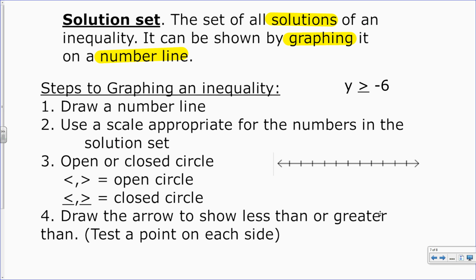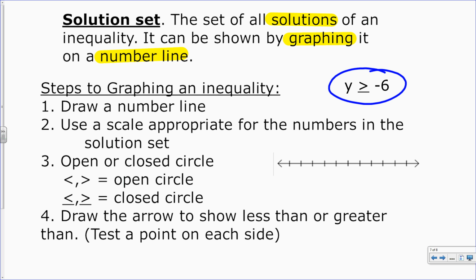Okay, finally, we're going to learn how to graph them. Because the solution set is a set of all solutions of an inequality, and it can be shown by graphing it on a number line. Because if I have y is greater than negative 6, how many numbers are bigger than negative 6? Well, there's an infinite number of numbers that are bigger than negative 6, so we can never tell each answer, so we show it on a graph.